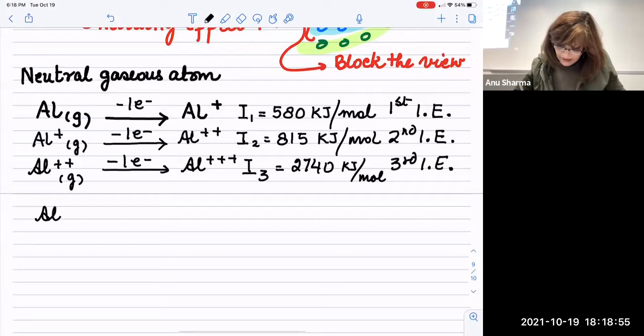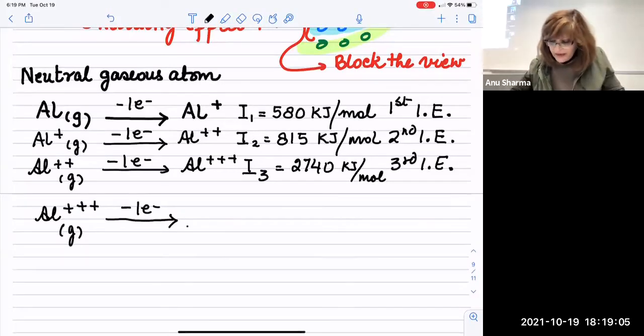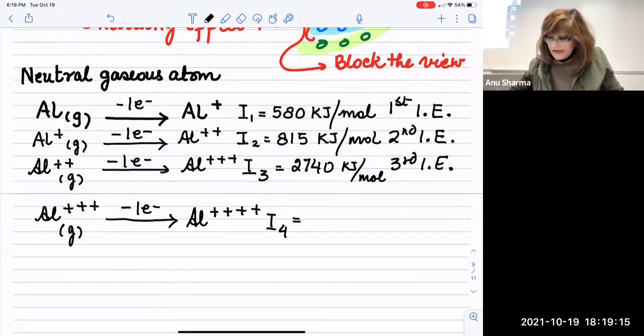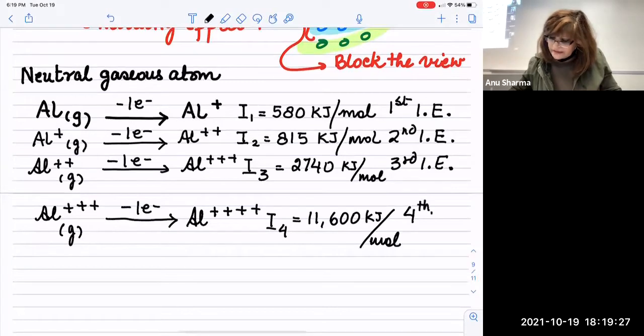So if you have aluminum plus 3 charge in a gaseous state, that's already the ion of aluminum, and you remove one more electron, then it will have aluminum plus 4 charge. So then it will have the fourth ionization energy. And look at the value of that, 11,600 kilojoules per mole. That's the amount of heat that you need to provide, and that is the fourth ionization energy.